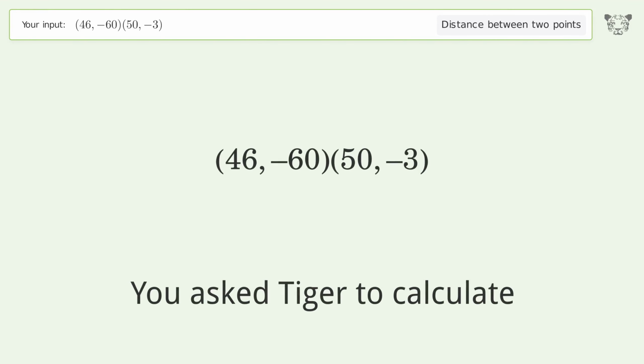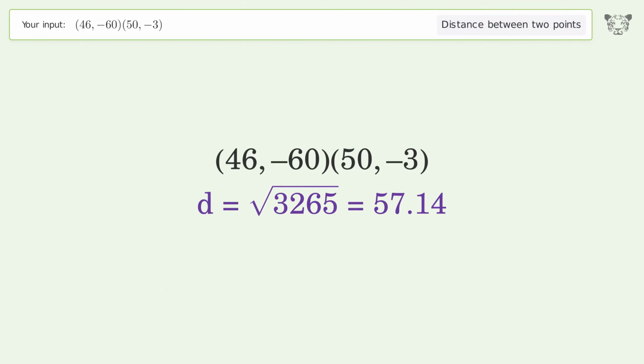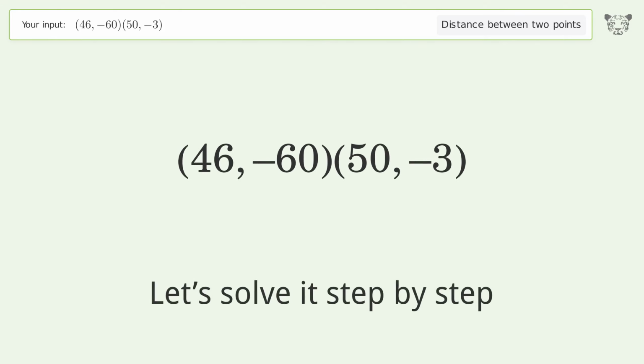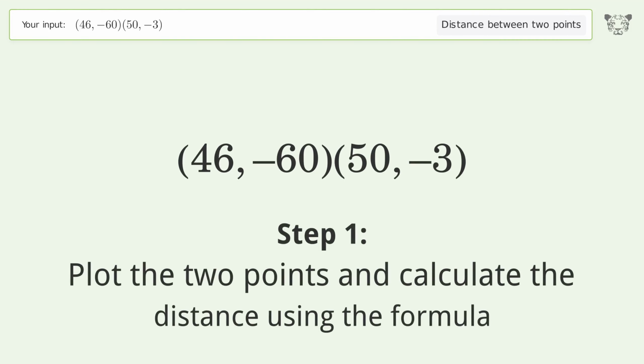You ask Tiger to calculate. This deals with the distance between 2 points. The distance between the 2 points is the square root of 3265, or 57.14. Let's solve it step by step. Plot the 2 points and calculate the distance using the formula.